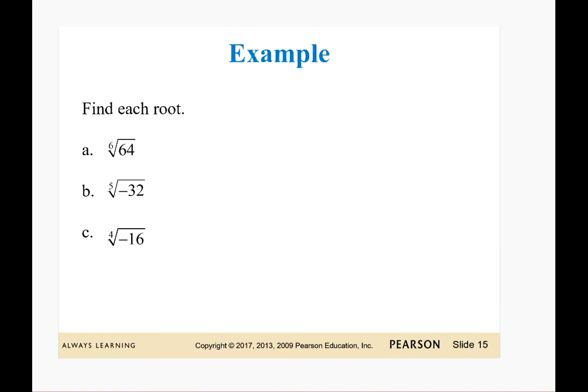All right, so here are some examples. We've got a 6th root first, so we are looking for a perfect 6th. Is there a number that when raised to the 6th power gives you 64? If you're not sure, you can use your calculator. Start with 2: 2 raised to the 6th power, and you get 64. So this is 2 to the 6th power. The 6th root and the 6th power undo each other, and you're left with your base, which is 2.